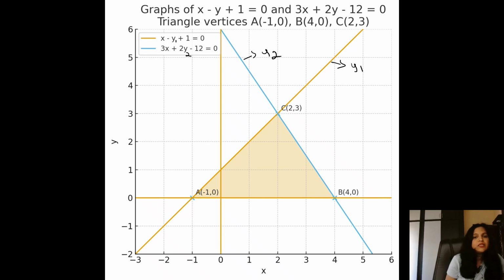How to draw these lines: first mark this point A, minus 1 comma 0. Then mark B, 4 comma 0, then mark point C. Draw the line which is passing through A and C. Draw one line, then draw the line which is passing through B and C. Then you get the point of intersection, and this triangle you get by the vertices. Shade this triangle after that with some shading pattern. Okay, this is your solution of this 7th.